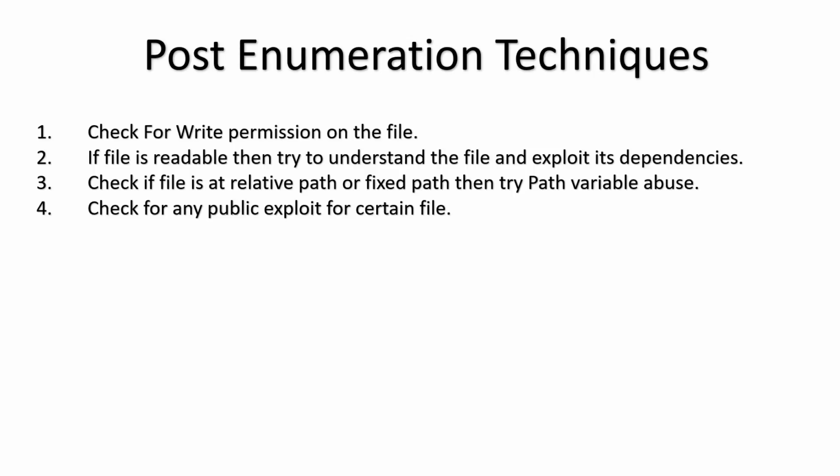So the third thing is that if you do not have even read or write permission, then what can be done is check if the file is at a relative path or a fixed path, then try path variable abuse. So suppose that the cron job is running a file called test.py and it is not specifying the full path of the file. For example, if the file is in the home user directory as test.py, the cron job might be mentioning that it's just the test.py file that is being run every 2 minutes. So what you can do is you can simply add your own path.